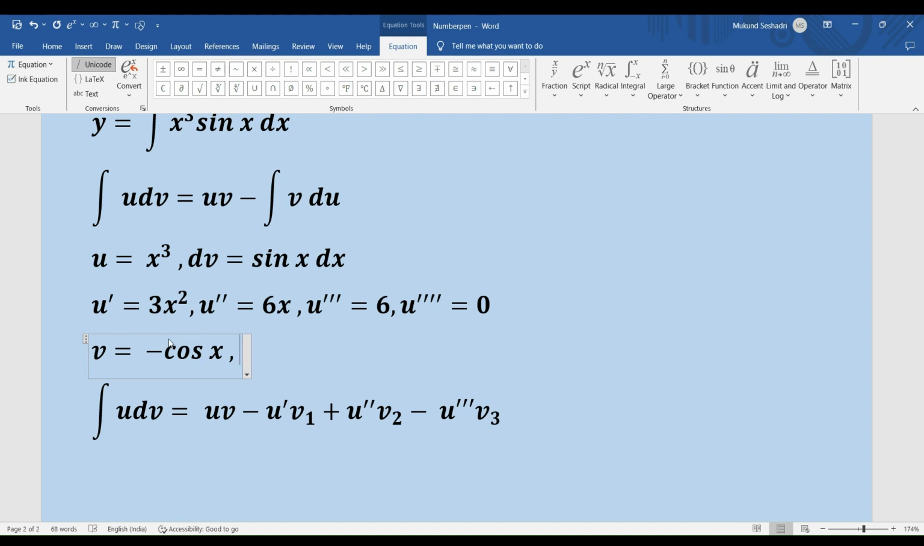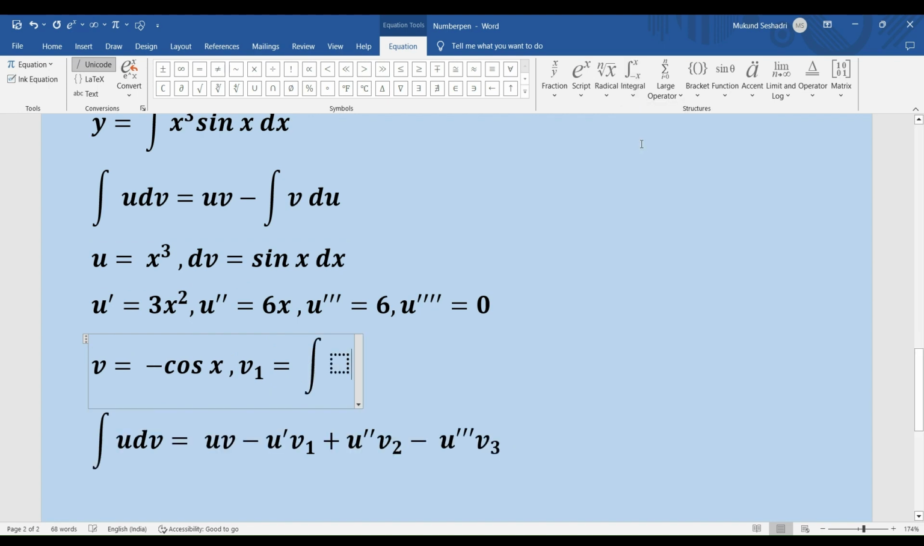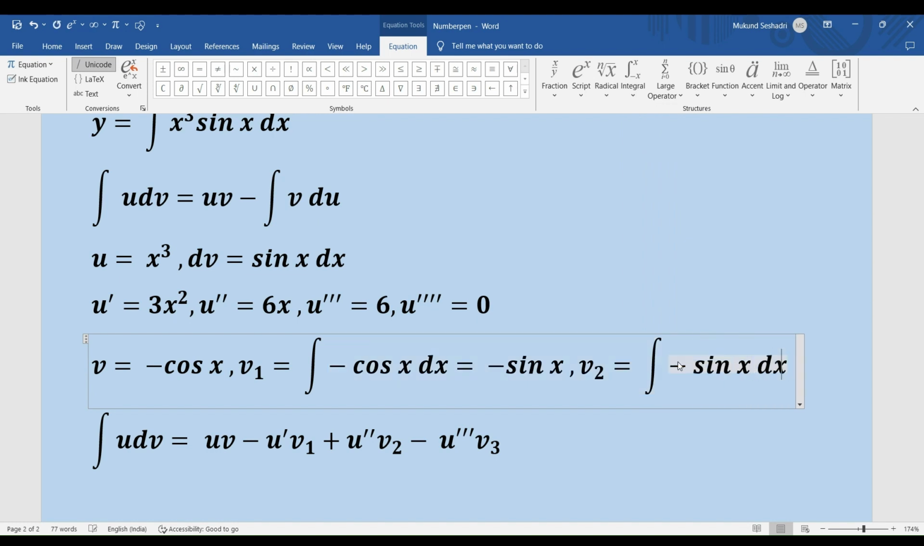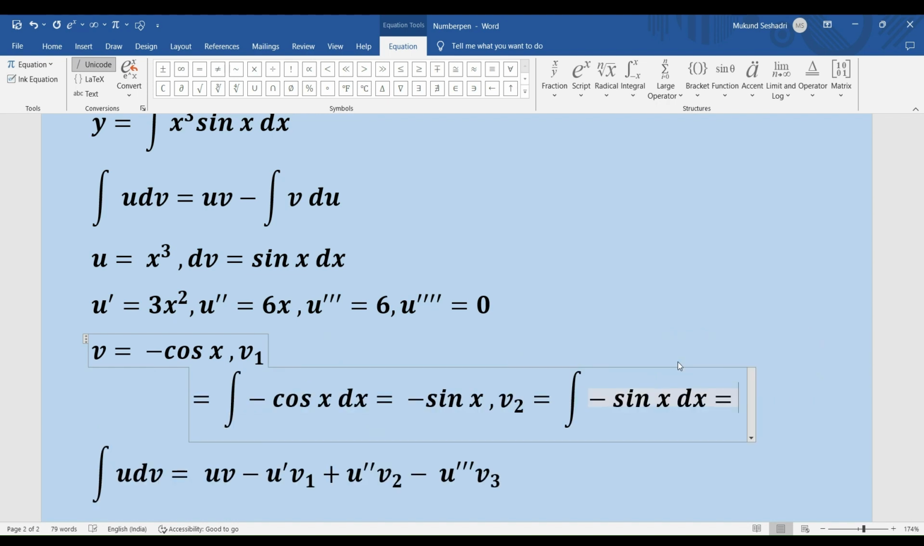And what is my v1? My v1, this is where I want you folks to be a little careful here. My v1 is nothing but integral of v, right? And what is my v? It is minus cos x, right? And what is that? It is a minus of sine x, right? And then I go to my v2. My v2 is nothing but integral of v1 dx. And what is my v1? We just worked it out, a minus sine x dx, right? Minus sine x dx. And what is that? It's nothing but a cos x.